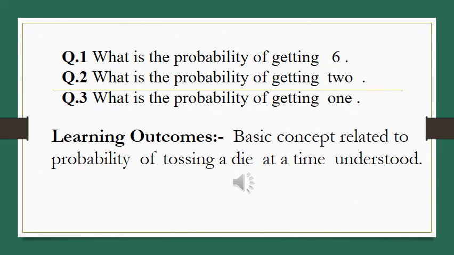Based on the above activity and the observations and frequencies which you get, now you have to answer these 3 questions. What is the probability of getting 6? What is the probability of getting 2? And what is the probability of getting 1? And don't forget to write down the learning outcomes as soon as you write the answers of these 3 questions.